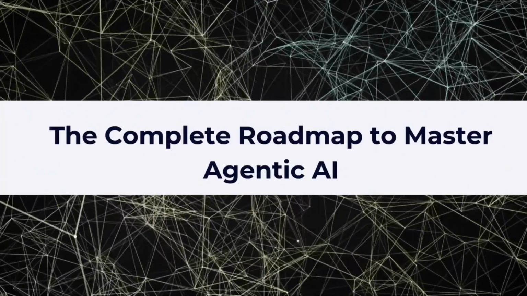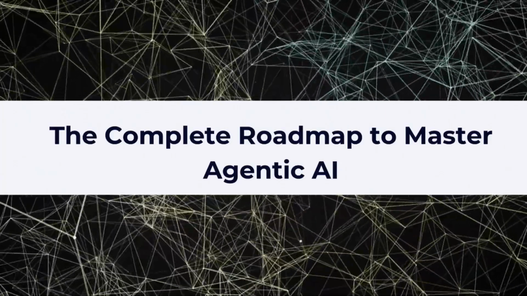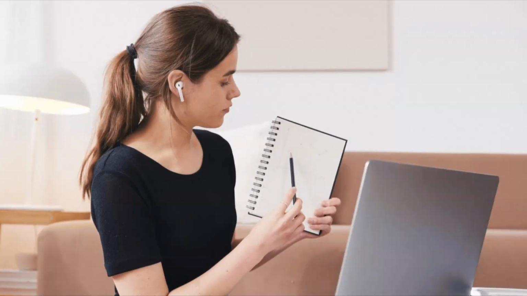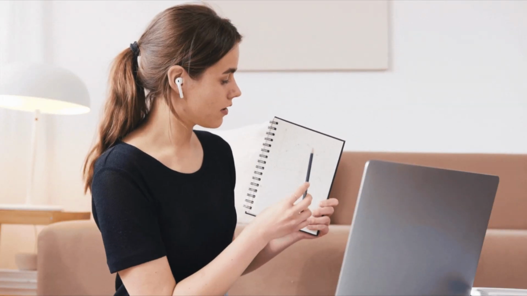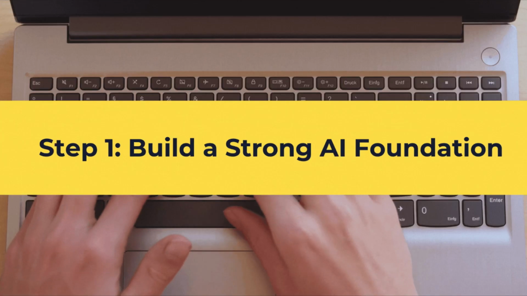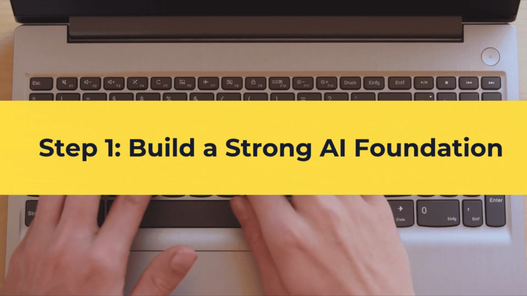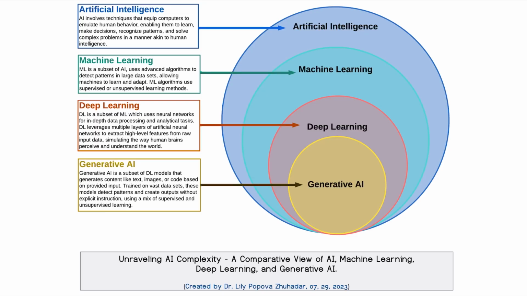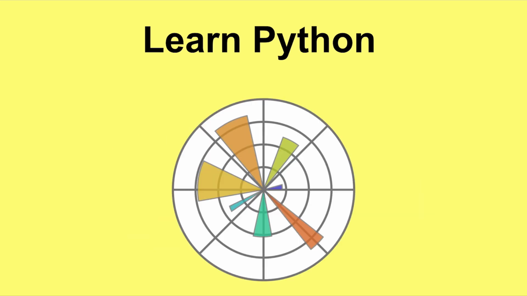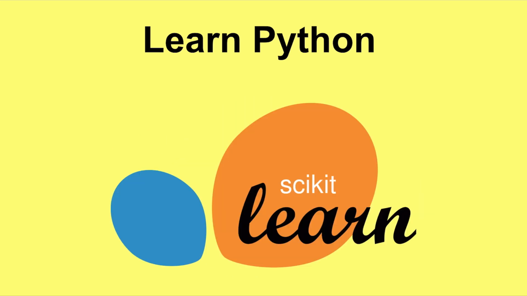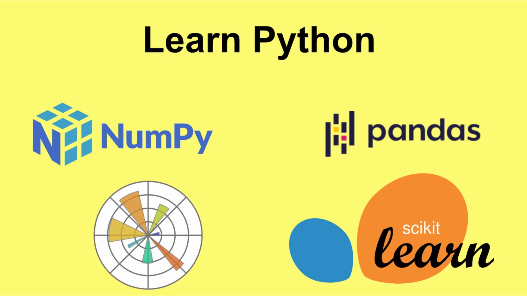Now let's break down the exact steps you need to take to become an expert in Agentic AI. I have split this roadmap into clear, easy-to-follow stages so you can track your progress without feeling lost. So first things first, get your basics right. You need to understand how AI models work before you start building smart agents. Learn Python, focus on libraries like NumPy, Pandas, Matplotlib, and Scikit-Learn. These libraries help you handle data, visualize it, and train simple models.